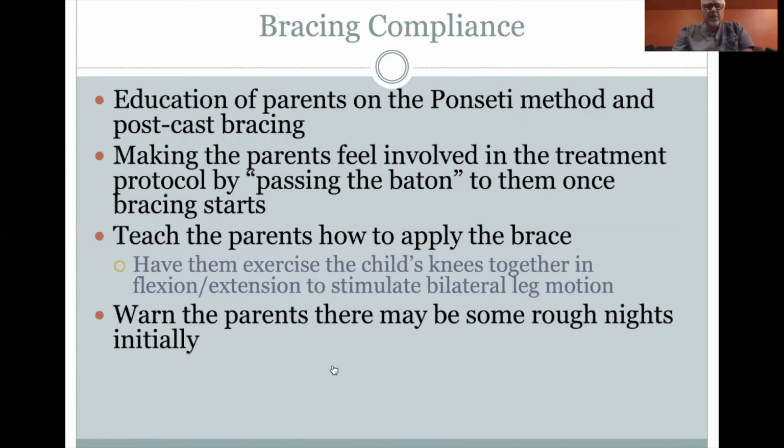It's really important to educate the parents on the Ponseti method and the post-cast bracing. He always described it as making the parents feel like they're involved in the treatment protocol by passing the baton of treatment to them once the bracing starts. So you've done your part as a physician, correcting the deformity with the casting and tenotomy. Now they have to maintain that correction, and they're part of the treatment team, making sure that the bracing protocols are followed at home. You have to teach the parents how to apply the brace, and have them exercise the child's knees together in flexion and extension to stimulate bilateral leg motion.